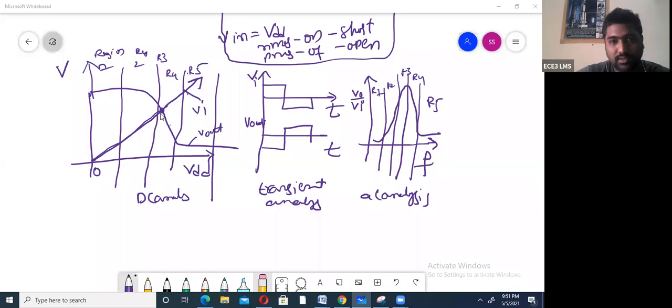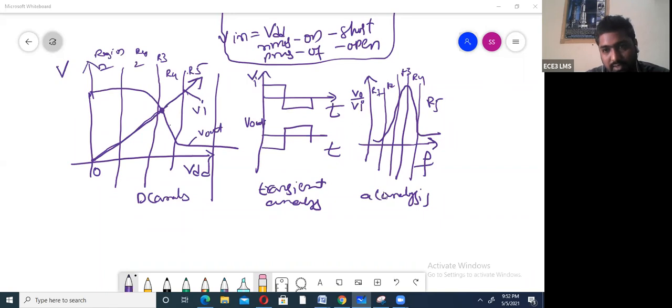These are the generalized graphs for any inverter. This is the DC analysis graph, this is the transient analysis graph, and this is the AC analysis graph. AC analysis means with respect to frequency. Transient analysis means with respect to time. DC analysis means with respect to VDD. Output may be voltage, current or power.